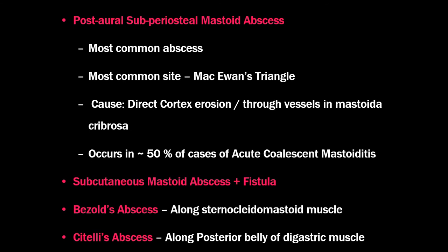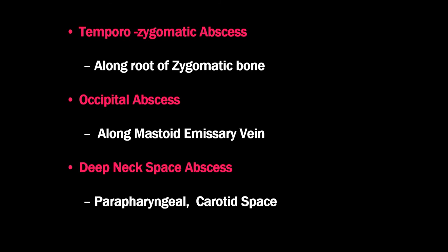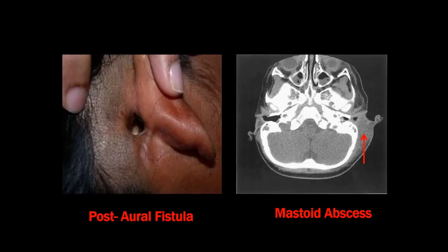So this has already been discussed here. This also has been discussed, and you can see the post-aural fistula. This is the post-aural fistula in case of CSOM, aural disease, and you can see a mastoid abscess on CT scan. So CT scan is one of the important diagnostic tools nowadays, more than X-ray of the skull.